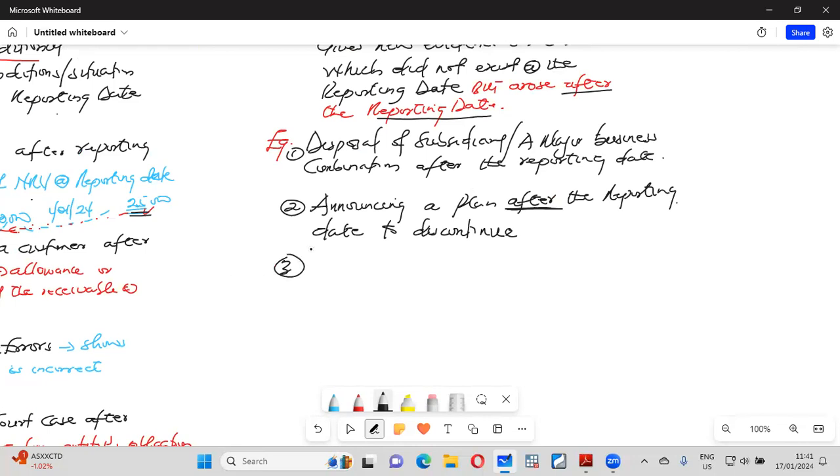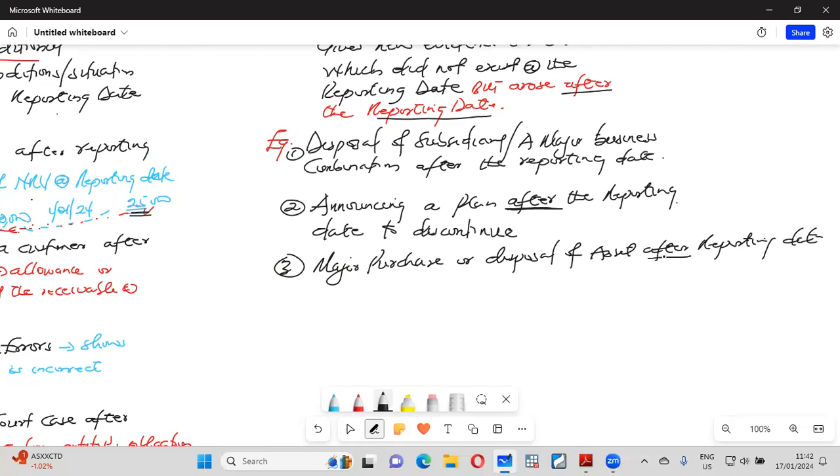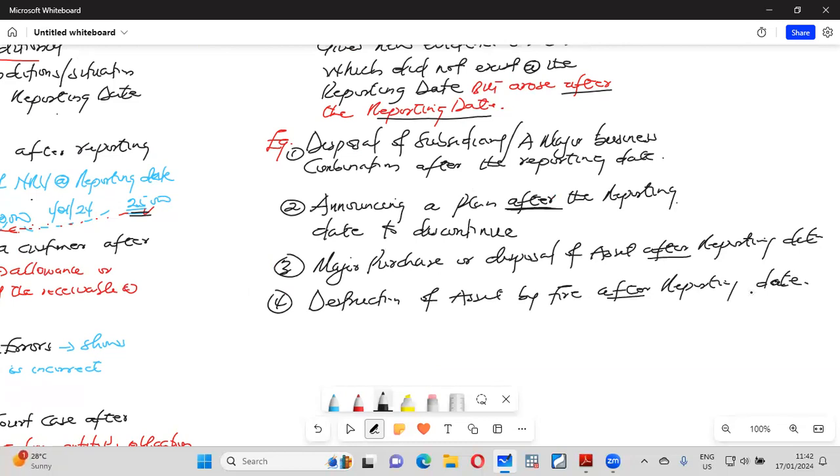Okay. Third, what I'll give you is the major purchase or disposal of asset after the reporting date. So here too, the key is that this thing is happening after the reporting date. So take note of that. All right. Again, let's say you have some destruction of your assets. So they got burnt or something. So destruction of assets, the key is maybe by fire after the reporting date. So if it is after the reporting date, then that one too is a non-adjusting event. So please take note of that.